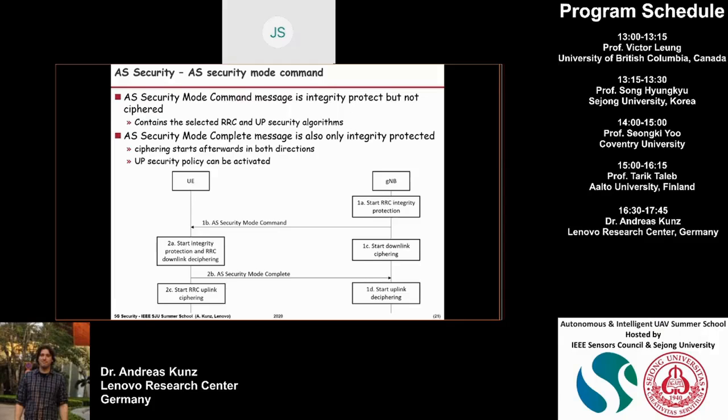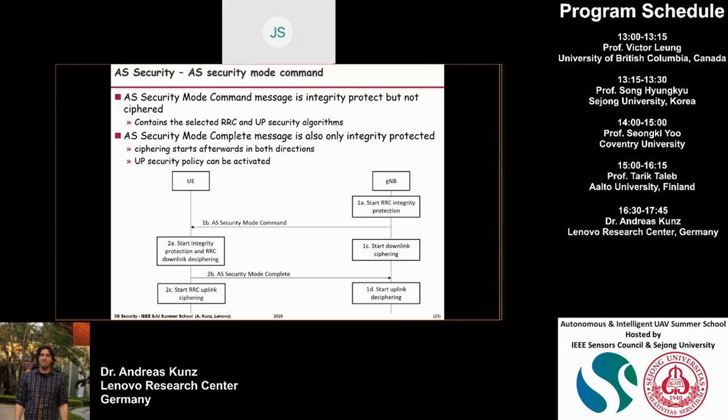And then it sends the AS security mode command, which is similar to the NAS security mode command, integrity protected and not ciphered. The UE will also derive the same set of keys like the G-Node B. The AS security mode command contains the security algorithms for RRC and user plane. You can have two different sets of algorithms, but independent of how many PDU sessions you have on the user plane, they would always use the same security algorithms.